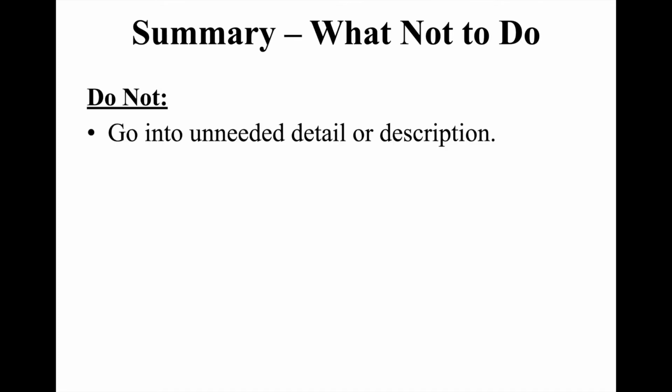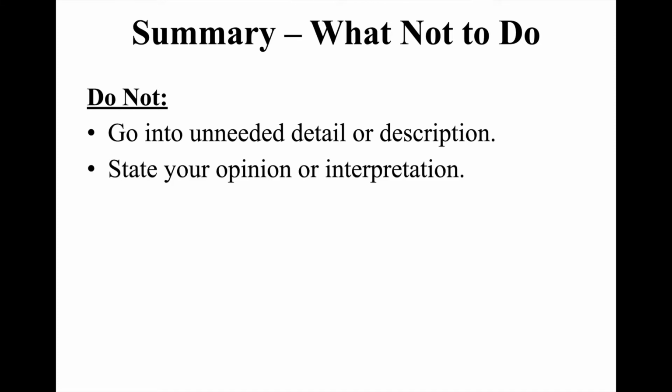Okay, so what's not in a summary? What don't you want to put in your summaries? So you do not go into unneeded detail or description. If you were summarizing Star Wars, you would not need to talk about Princess Leia's hair. While that is an iconic part of it, it's not important to the plot line, right? It's not important to the message of the movie, so it doesn't need to be in there. Don't state your opinion or interpretation. Don't say if you think the person's right or wrong, whether you think the movie was good or bad, whether you think it has some deeper meaning. That's not what goes into a summary, okay? A summary is just stating what is there, not your outlook on it.